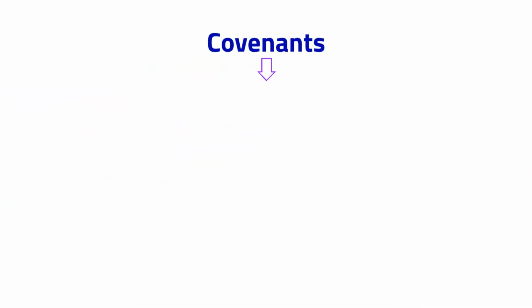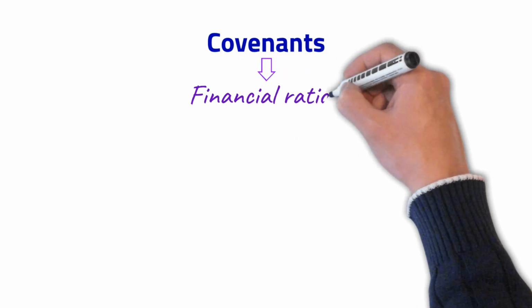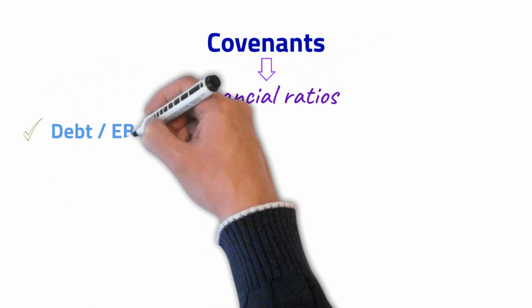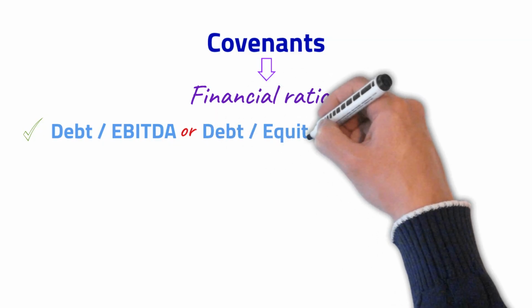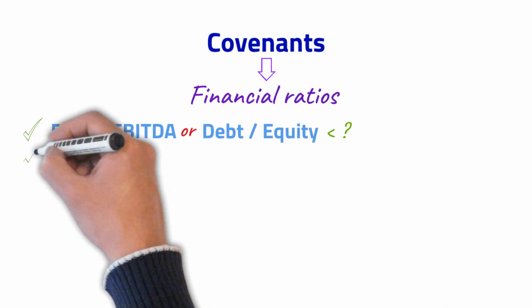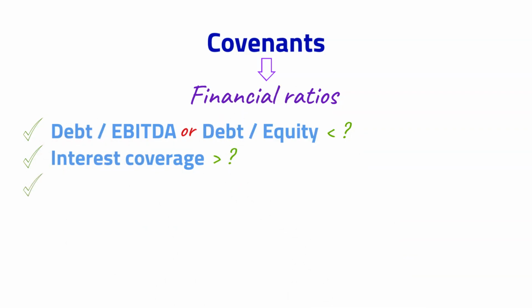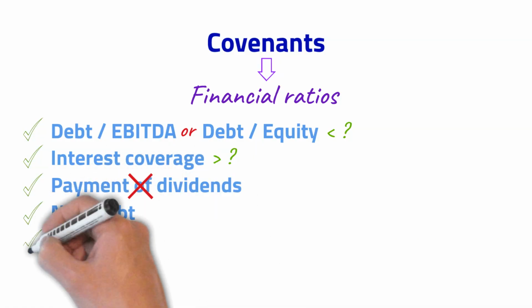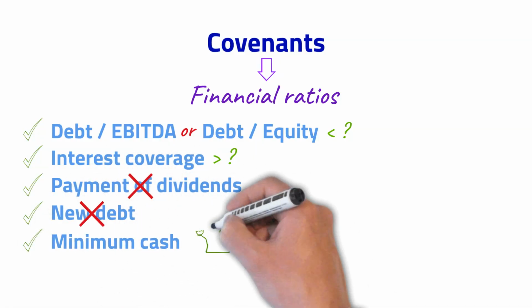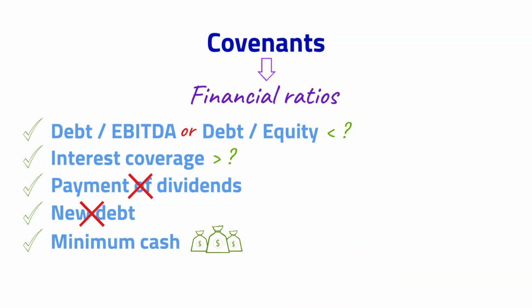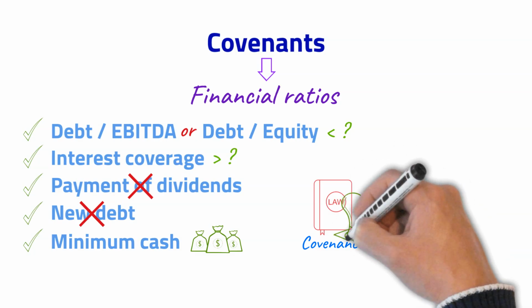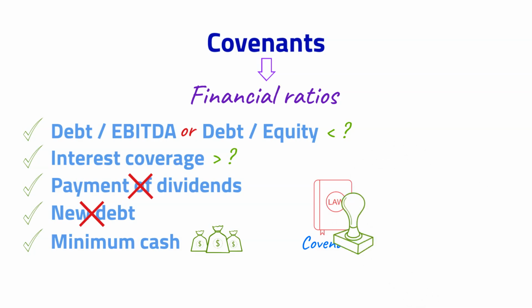The most common covenants are based on financial ratios. For example, a company may be required to keep debt to EBITDA or debt to equity ratios below a certain level, or maintain interest coverage above a minimum threshold. There can also be restrictions on paying dividends, taking on more debt, or requirements to keep a minimum level of cash in the bank. The covenants are calculated by the companies and then regularly submitted to the lenders to confirm compliance. Sometimes, lenders may even require that an independent auditor checks the calculation of those covenants.